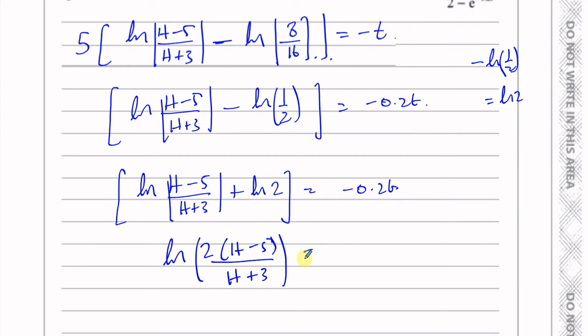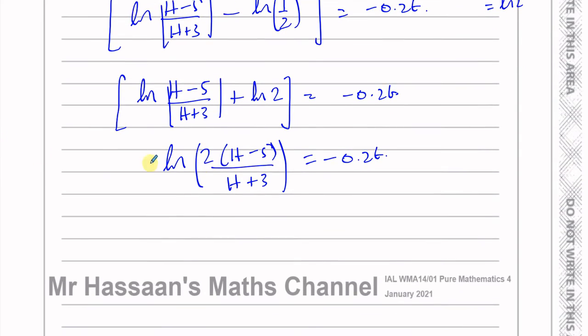Okay, and that's equal to minus 0.2t. Now I can get rid of the ln. I can rewrite this in terms of logarithms. I know this means log to the base e of all of this equals minus 0.2t. So we know log to the base a of b equals c can be rewritten as a to the power of c equals b. The base, the power, and the answer.